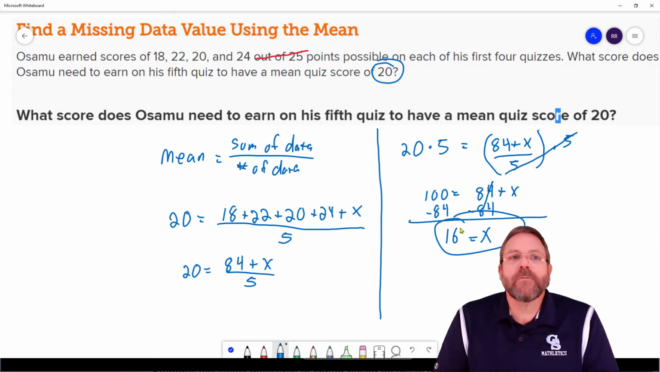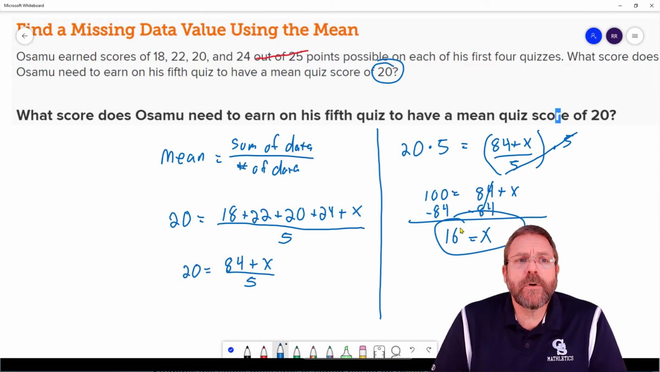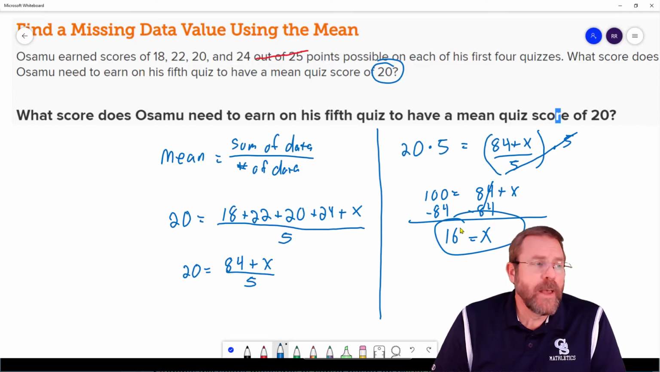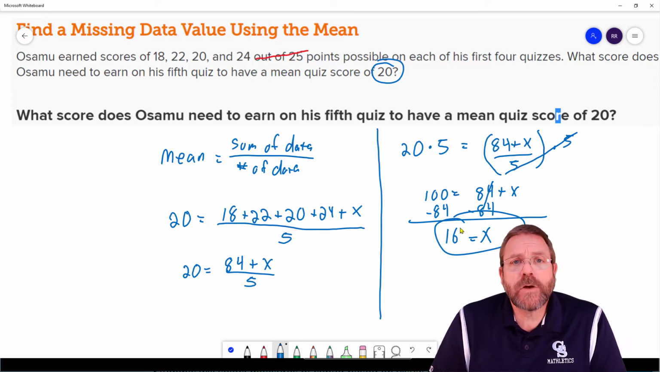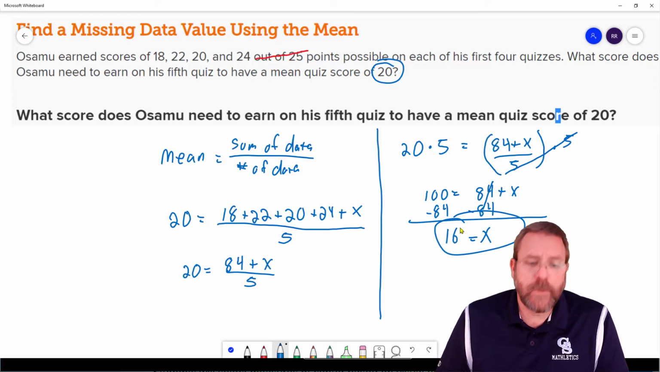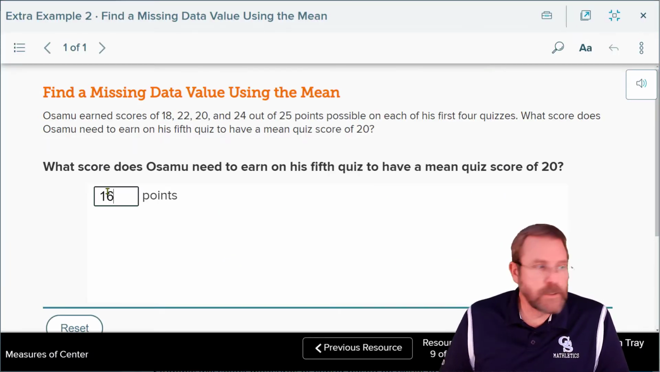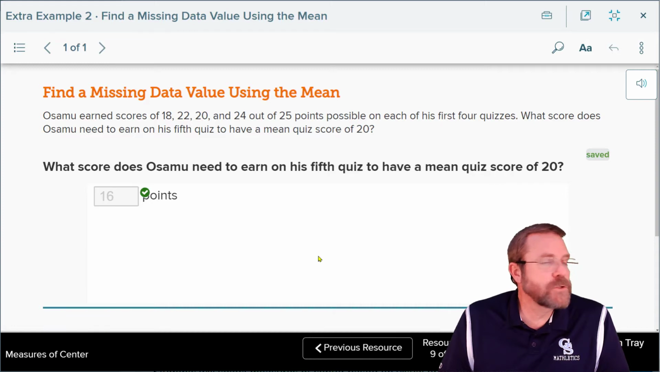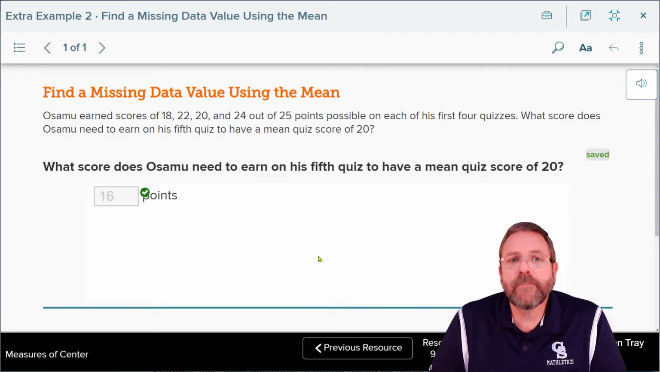Now I know that's not exactly how they showed their example in the textbook, but that's a really good Big Kid algebraic way to solve these problems. Jump back over to our textbook here, put in the 16 points that he needs to get that low average he's shooting for of an 80, and we're done.